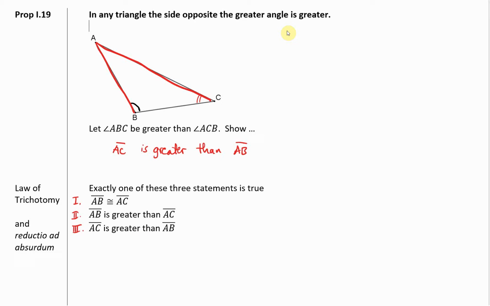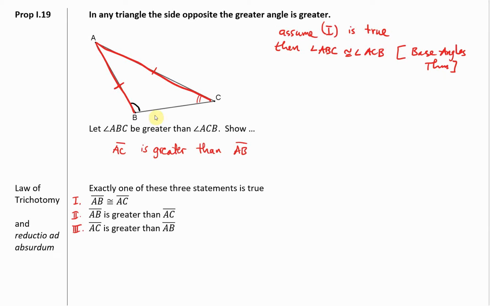All right, well, let's go down the list. Let's assume 1 is true. So if you assume that this line segment is congruent to this line segment, then that would mean that angle ABC is congruent to angle ACB, by the base angles theorem. But that is absurd, since we already know that ABC is greater. So this is absurd, or it contradicts the hypothesis. So that means 1 is not true.